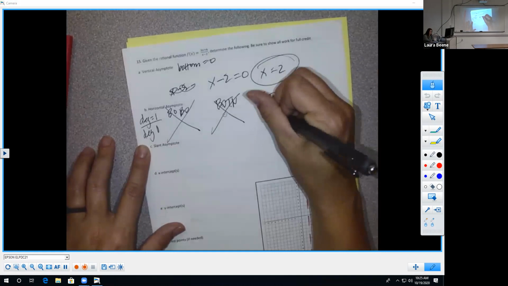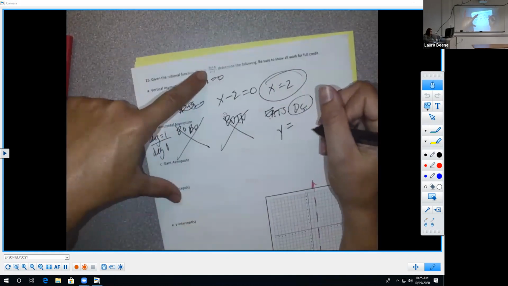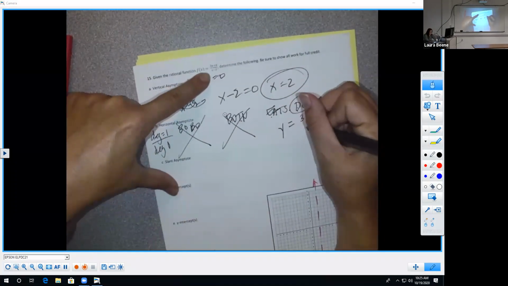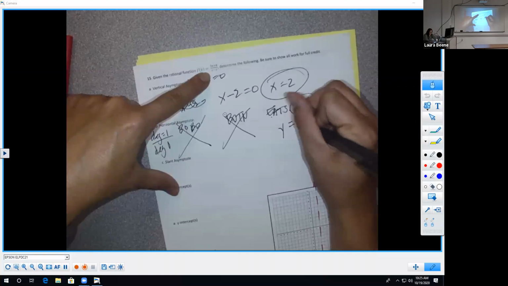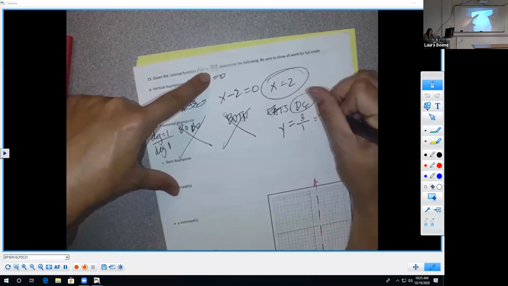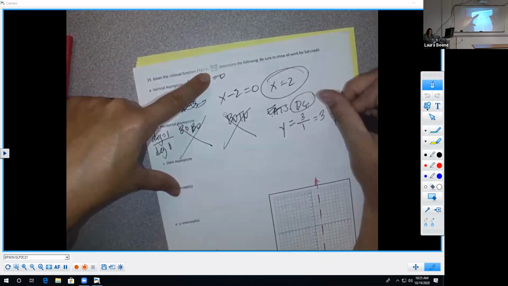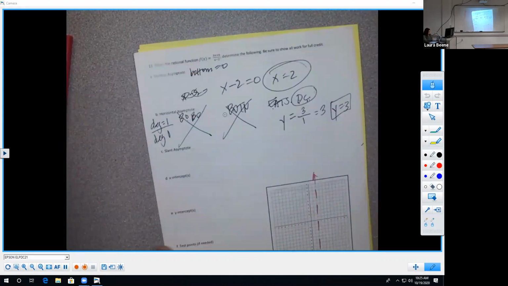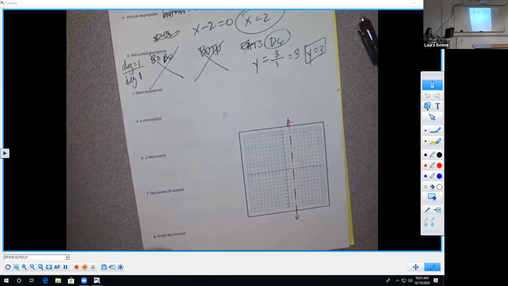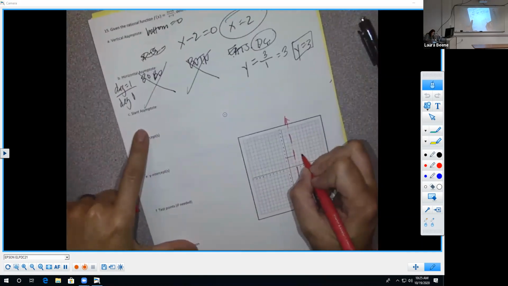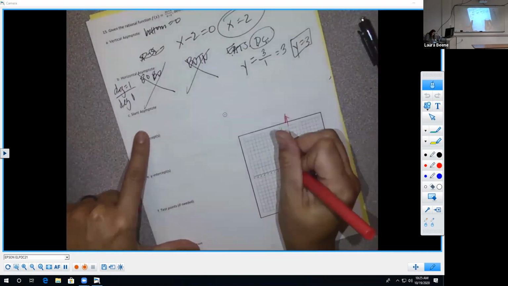So it's y equals, what's the leading coefficient on top? 3. What's the leading coefficient on bottom? 1. So y equals 3 is your horizontal asymptote. On my graph, I'm going to put a horizontal line at y equals 3.